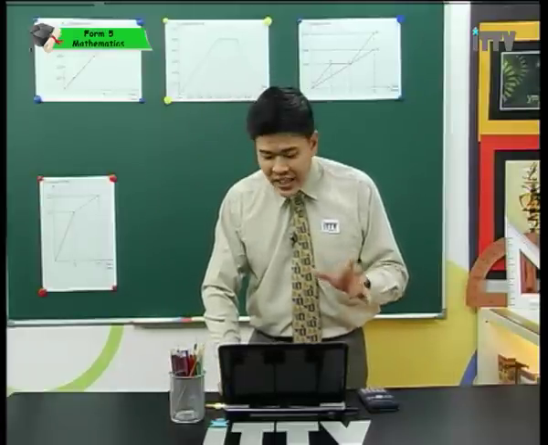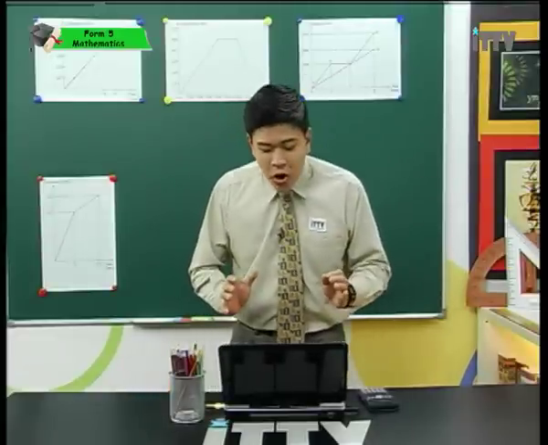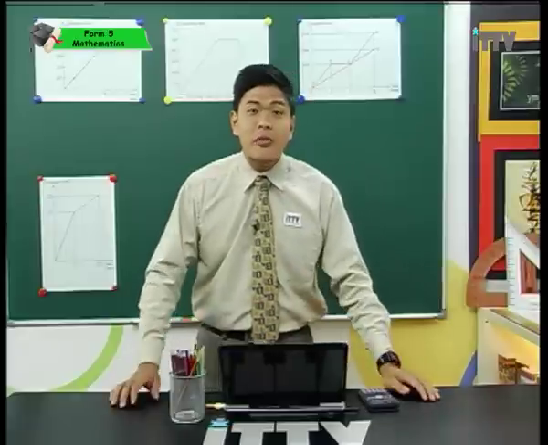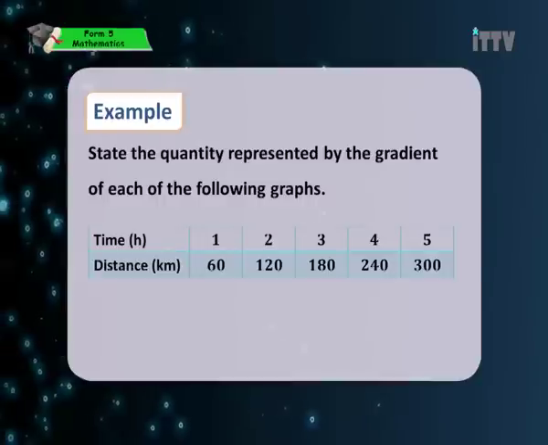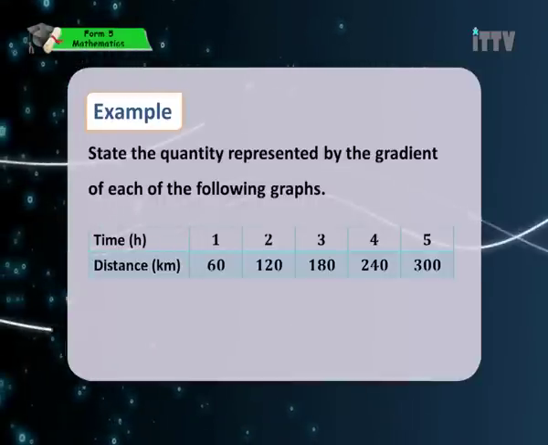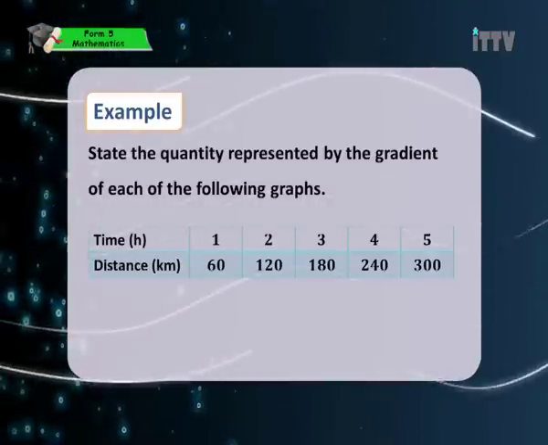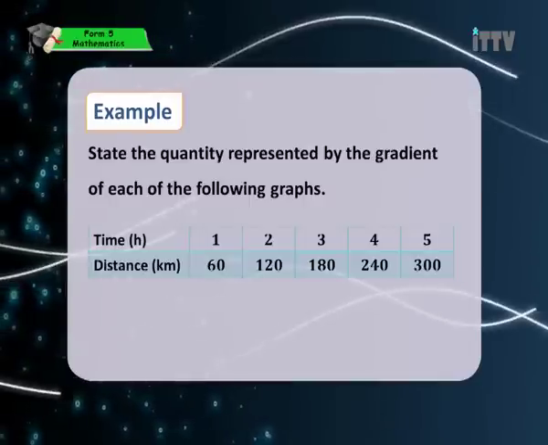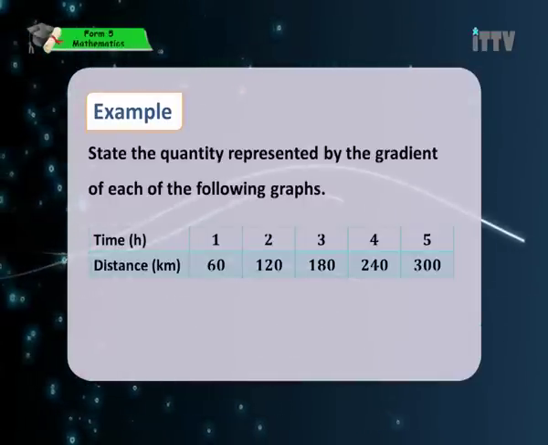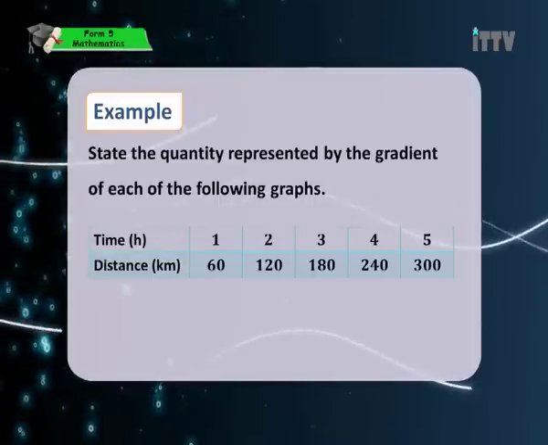Alright, so we have an example right here. Now let me show you what to do when we represent the gradient and try to get the meaning of it. Now let's take a look at this example. State the quantity represented by the gradient of each of the following graphs. Alright, we'll be taking a look at a couple of graphs here. What we are going to do is represent the gradient and find what quantity represents the gradient.